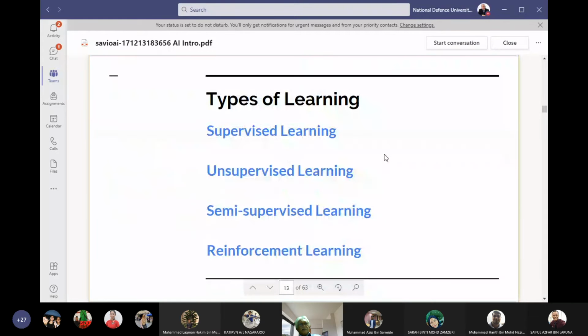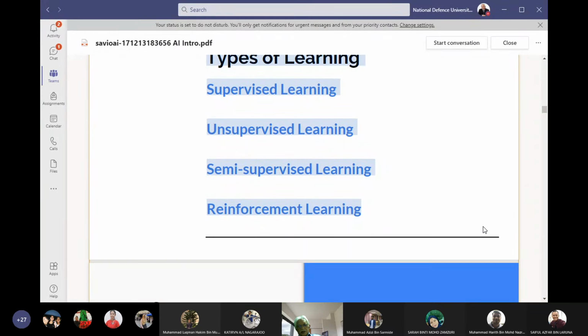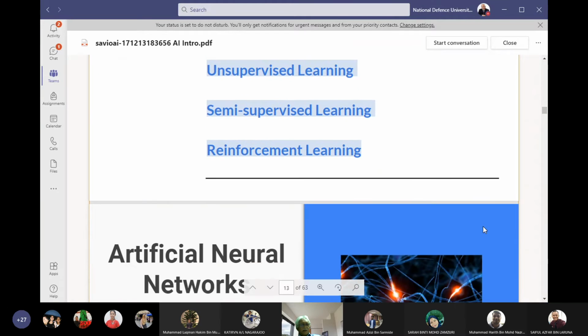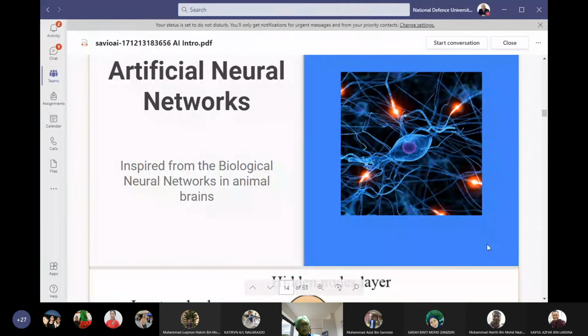And machine learning can be supervised learning, unsupervised learning, semi-supervised learning, or reinforcement learning. This topic will be taught by Associate Professor Suzaima. He will touch on this when he teaches you about artificial neural networks. Inspired from where? Biological neural networks.